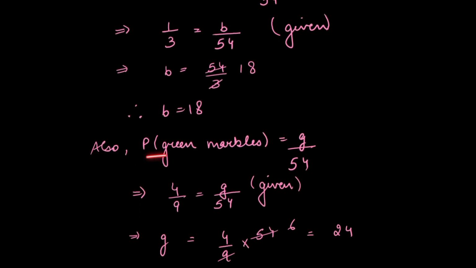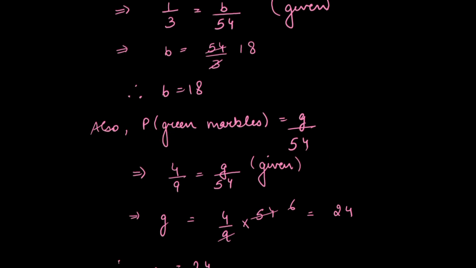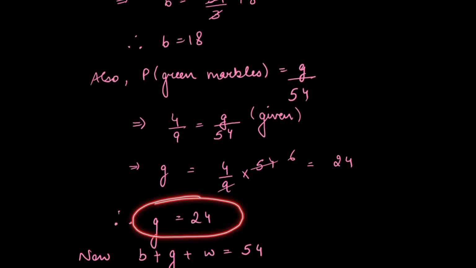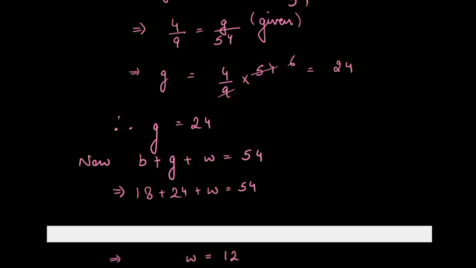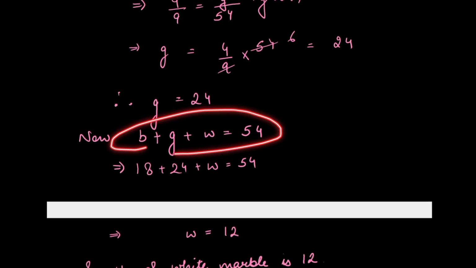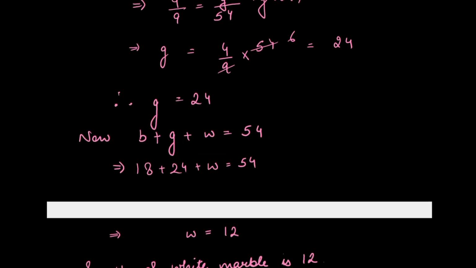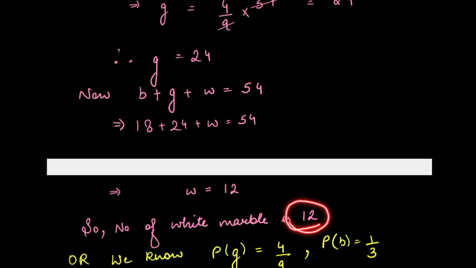Now the probability of green marbles is G, the favorable outcomes, divided by the total, that is 54. Now it is given as 4 by 9 in the question. So 4 by 9 is equal to G by 54. Solving this, we get the value of G to be 24. So the number of green marbles is 24. Now B plus G plus W is equal to 54. So putting in this equation the values of B and G that we have just found, the value of W comes out to be 12. So the number of white marbles is 12.